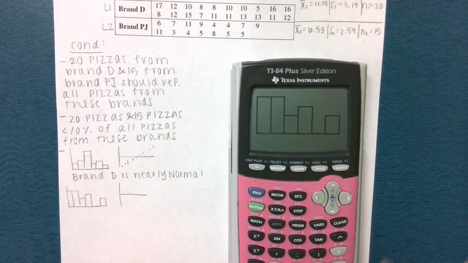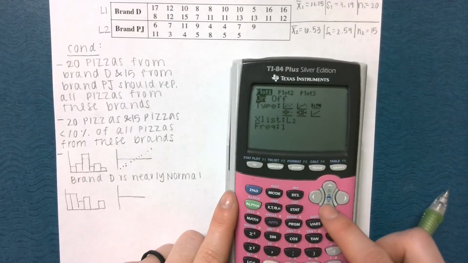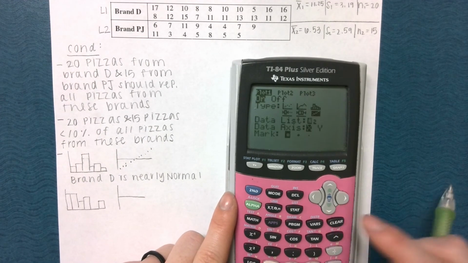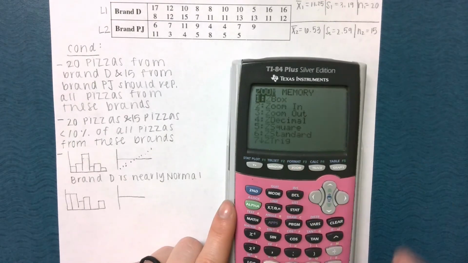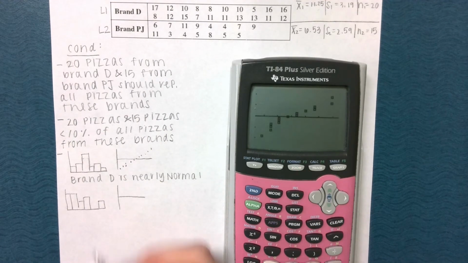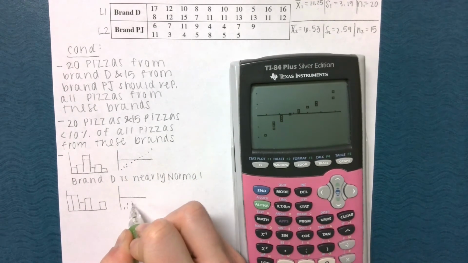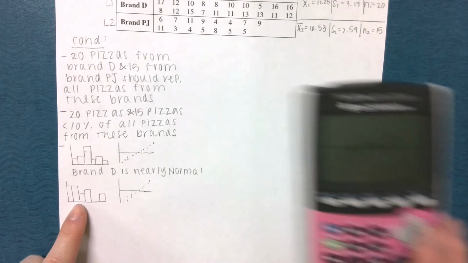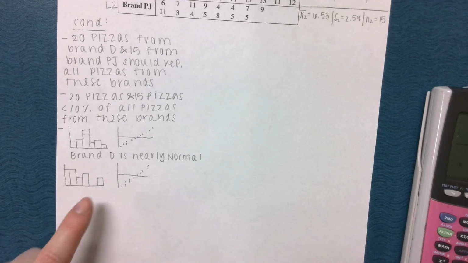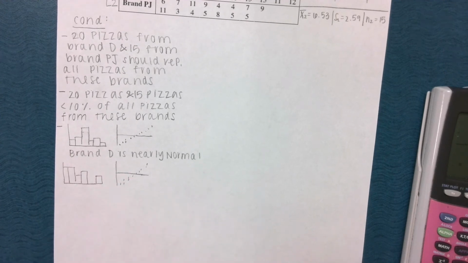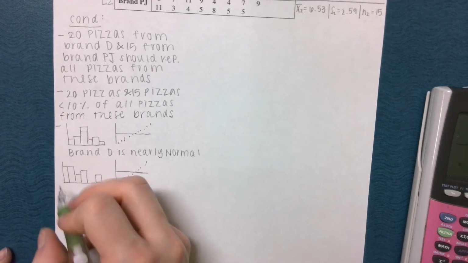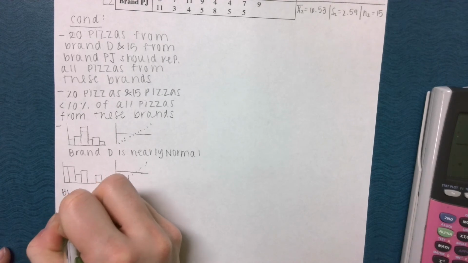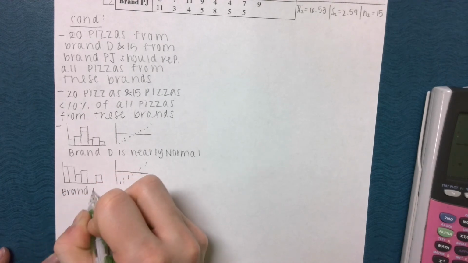Okay, again, we're going to go ahead and make the normal probability plot as well. I'm leaving that as L2. Okay, although my histogram looks kind of weird and not normal, this is definitely pretty straight. So I'm okay to say that brand PJ is also nearly normal.